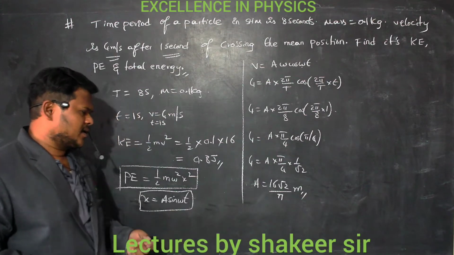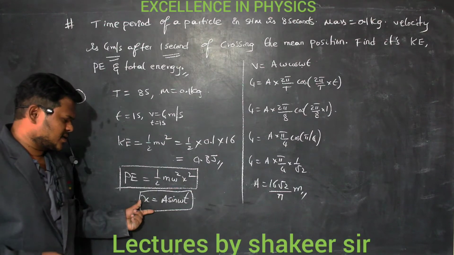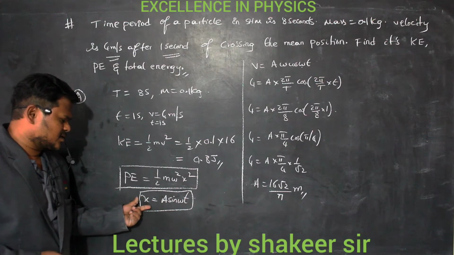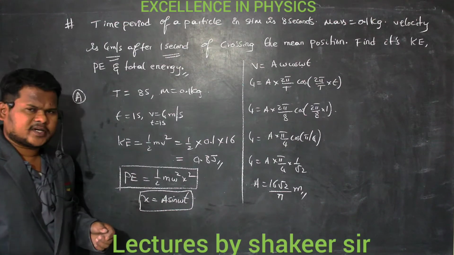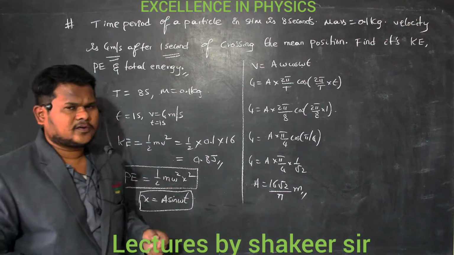Once I have calculated the amplitude, you can substitute that amplitude in this relation, because I have omega and t also. So I can calculate x value. Once you calculate x value, substitute in potential energy, and you can get the answer. Clear? So is there any other method of doing this?